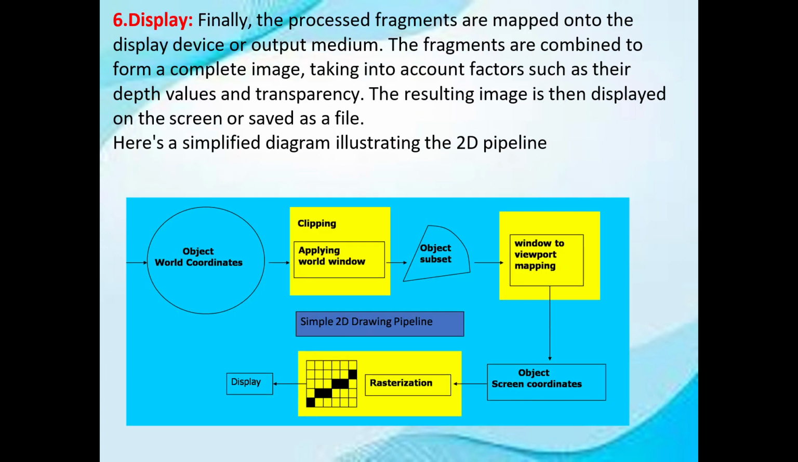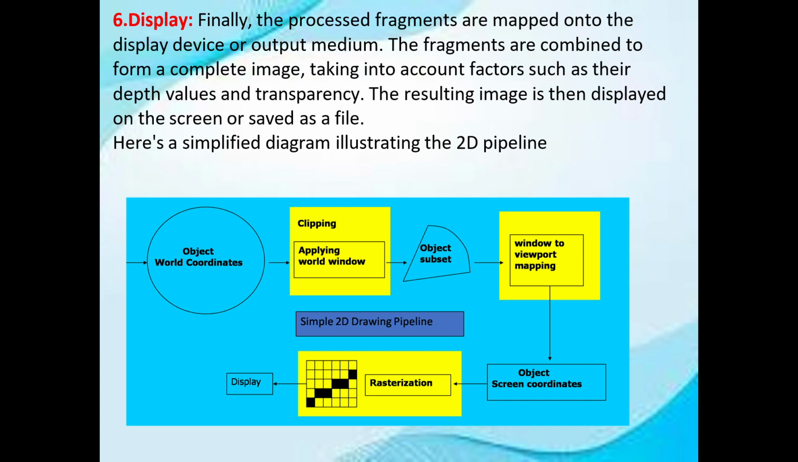Next is display. Finally, the processed fragments are mapped to the display device or output medium. The fragments are combined to form a complete image, taking into account factors such as their depth values and transparency. The resulting image is then displayed on the screen or saved as a file.